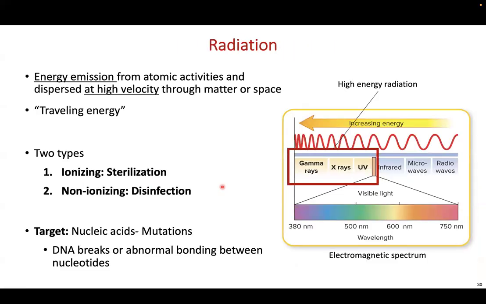So now let's talk of radiation. Basically, it's energy emission from atomic activities, dispersed at high velocity through matter or space. So it's basically moving high radiation through these bacteria. Under it, we have two types: ionizing sterilization, and non-ionizing sterilization. The mechanism of radiation is to target nucleic acid and initiate mutations within them. In extreme cases, you initiate DNA breaks or abnormal bonding between the nucleotides. Under this, we have subgroups of radiation. It can be gamma rays, X-rays, or ultraviolet.